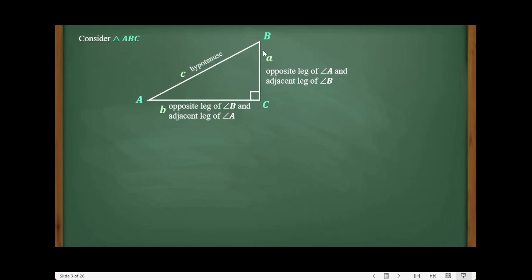Now, going to the other leg, the vertical side of the right triangle, denoted by small letter a, it is also an opposite leg with respect to angle A and an adjacent leg with respect to angle B. Now, what are the 2 remaining trigonometric ratios? So let us now define those remaining trigonometric ratios with respect to acute angle A. And these are the following.